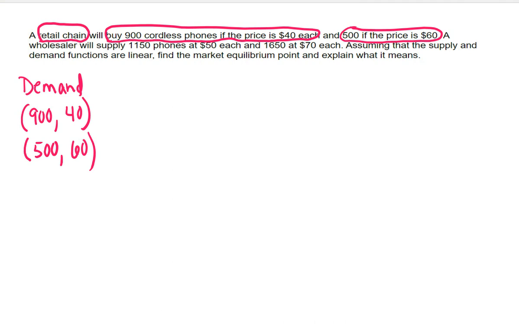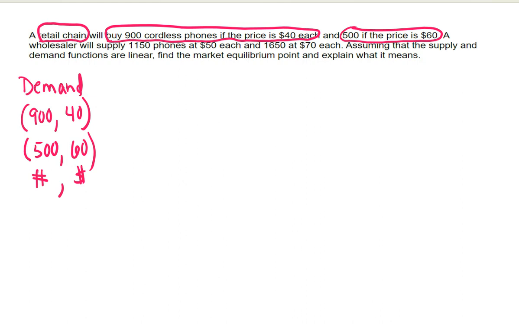Okay, on this problem, it says a retail chain will buy 900 cordless phones if the price is $40 and 500 if the price is $60. Since it's the retail chain, they're providing to the people, so that's the demand function. And they gave me 2 ordered pairs: 900 cordless phones at a price of $40 each. So remember, your x's are the number of phones and your y's is the price.